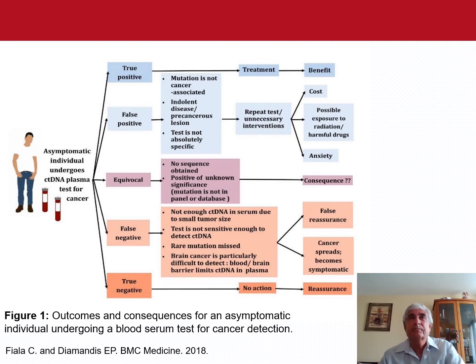I conclude this presentation by mentioning that if an asymptomatic individual undergoes cancer screening, it is possible that you get a true positive, which is what you want, but it is also possible that you get a false positive, and these false positives can lead to unnecessary interventions for the patient. We predict that the results of many tests will be equivocal without any true conclusion. It could be also false negative, thus reassuring people that they don't have cancer when they actually do.